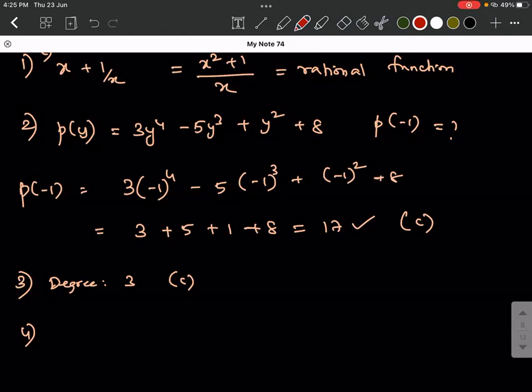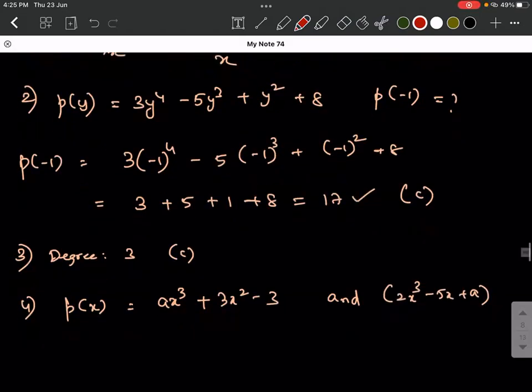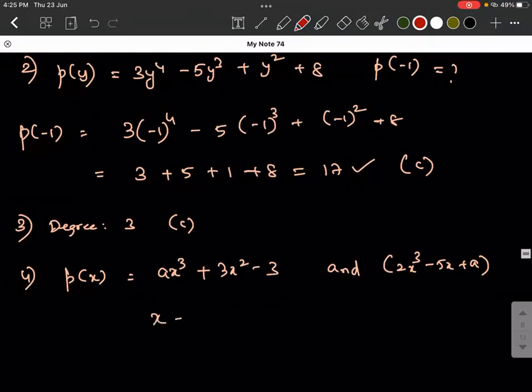The polynomial P of x is ax cube plus 3x square minus 3, and the polynomial Q of x is 2x cube minus 5x plus a. When divided by x minus 4, they leave the same remainder. Now what is x minus 4 called? It's called a factor. Okay, x minus 4 is a factor.